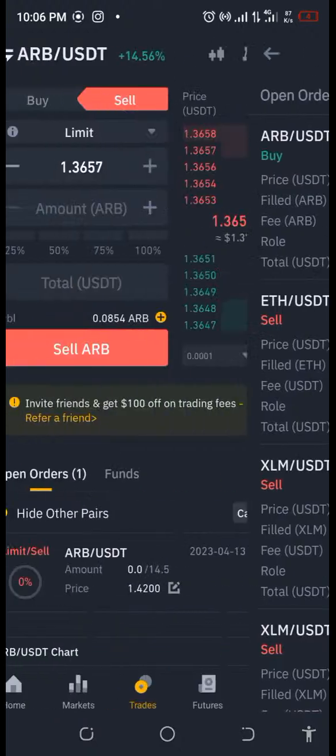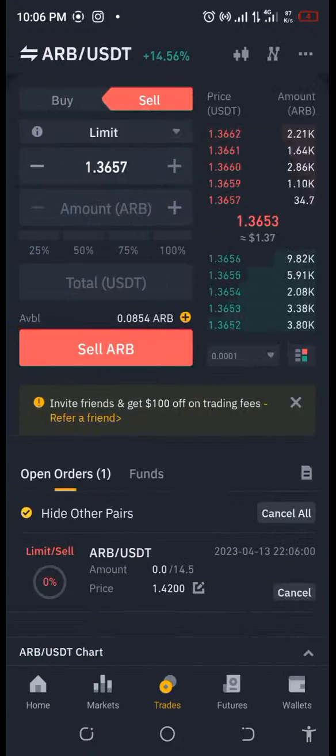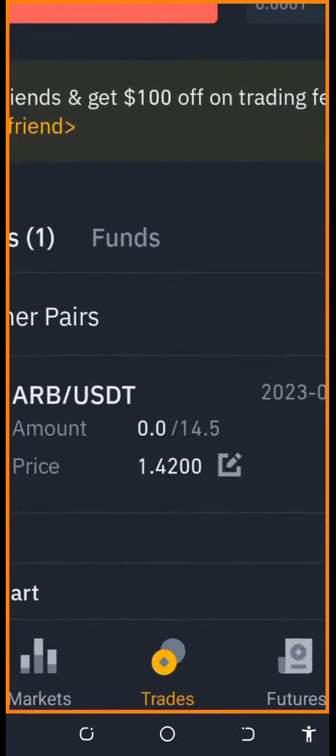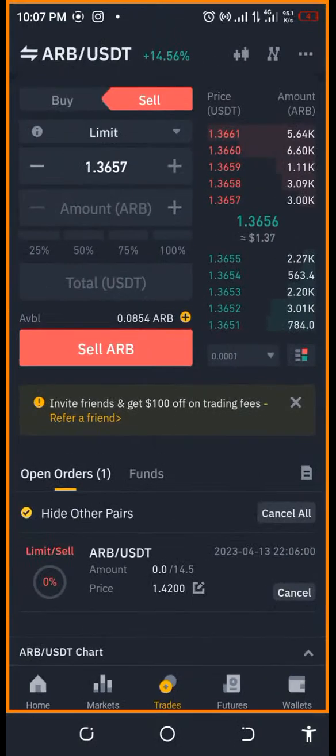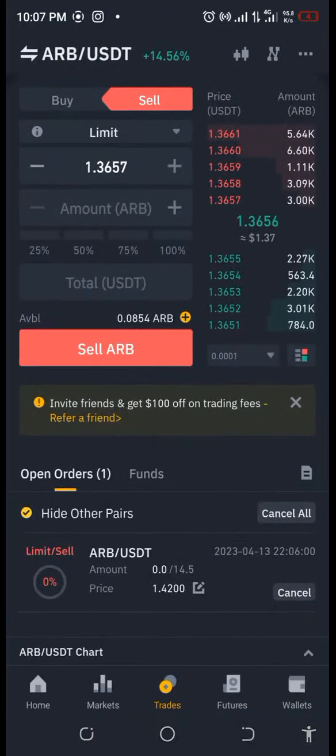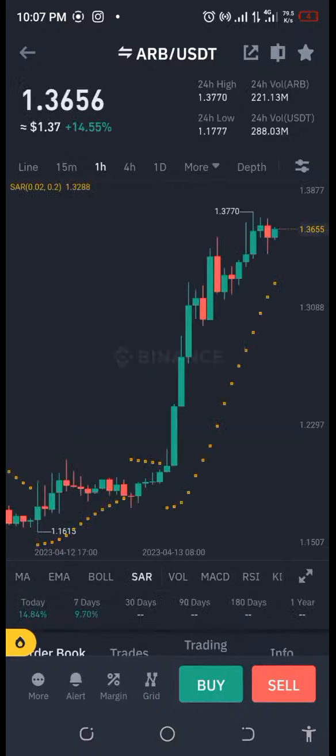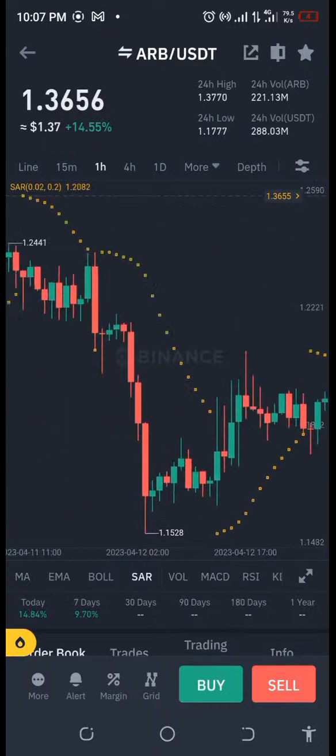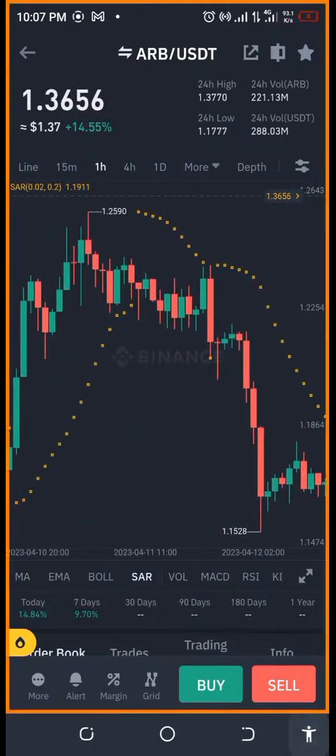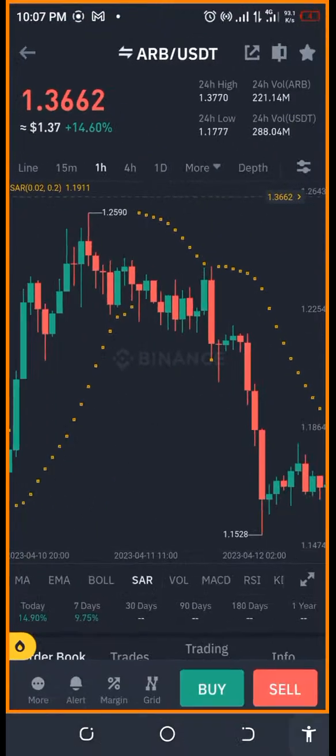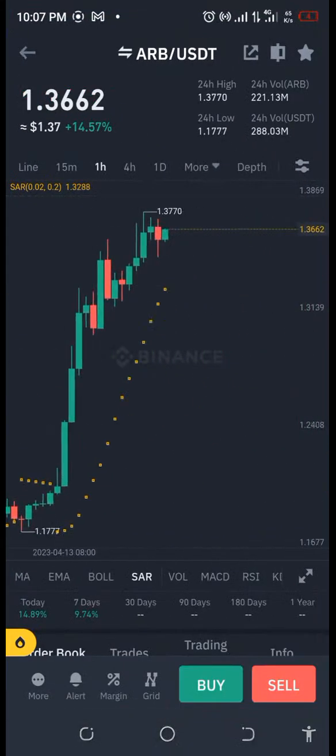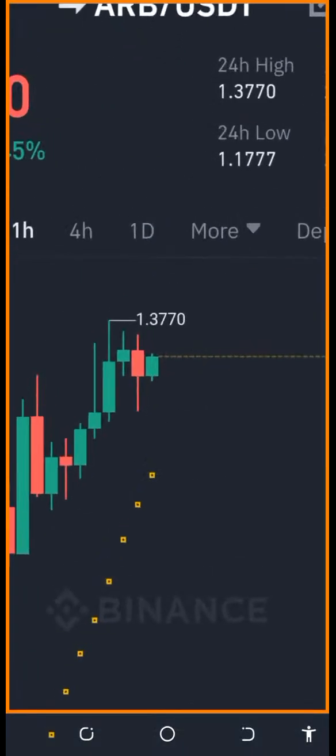Right now, we have put a sell limit at $1.42. Let's hope it does. Let's see whether it ever got to that point. It's really going slow. Did it get to that point? Oh no, it hasn't gotten to that point. So I don't know whether this is actually going to work, but nothing ventured, nothing gained.